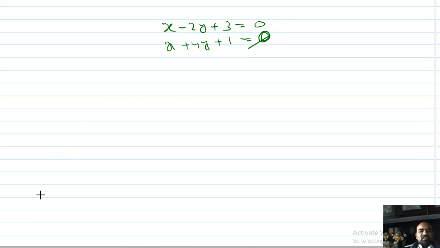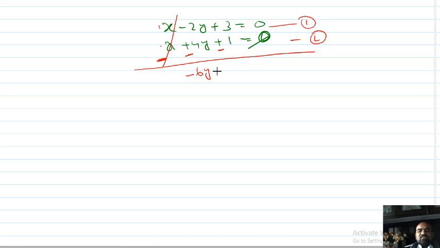First method, the elimination method. What does the elimination method say? This is the first equation, and this is the second equation. Add the first equation to the second, or subtract one from the other, or multiply something to the first equation and add to the second equation. We need to eliminate any one of the variables. Here the x coefficient is 1 in both. Subtract the second from the first by the vertical method, these two get cancelled. Minus 6y plus 2 equal to 0.